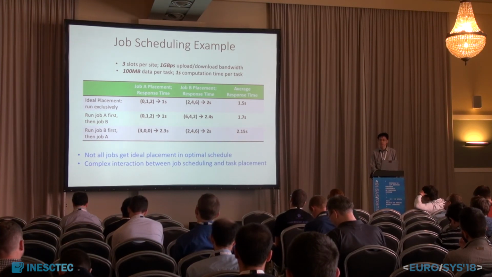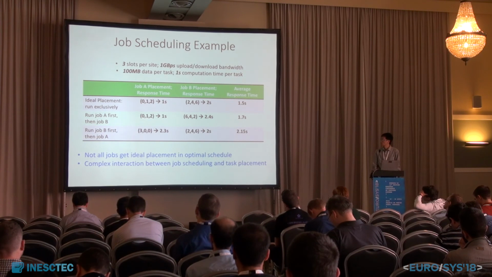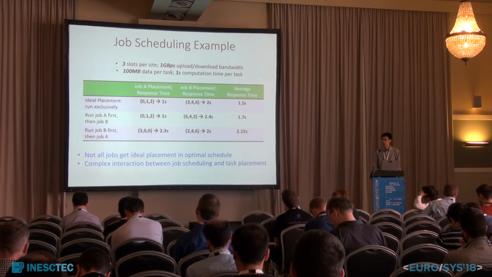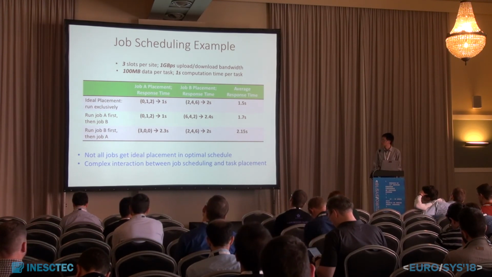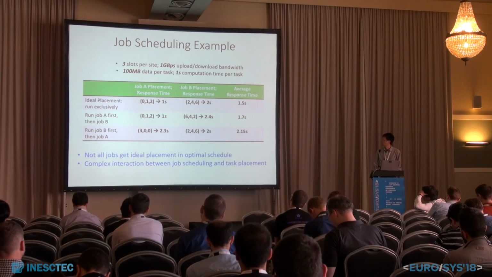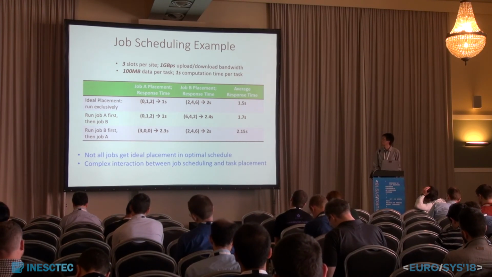But in reality, they are concurrent jobs, so we have to decide their order. If you run job A first, and then run job B, in this case, job A will get its ideal placement, but job B will have the placement for 6, 4, and 2, which results in an extended delay. It's 2.4 seconds, and the overall response time is 1.7 on average.